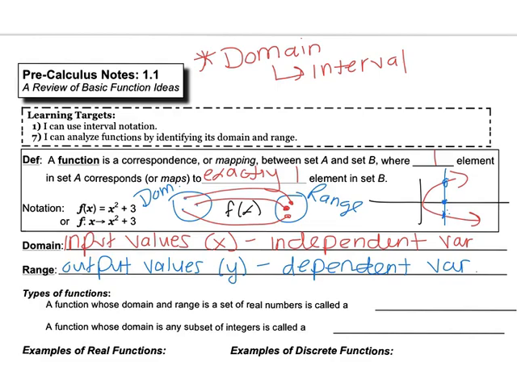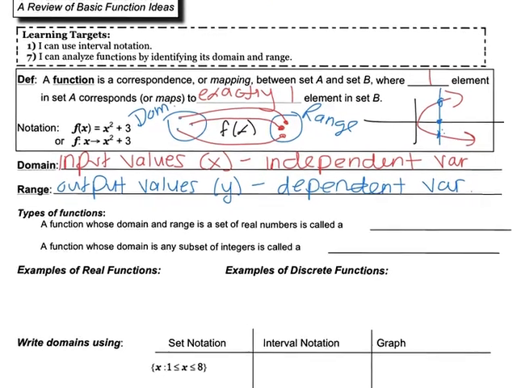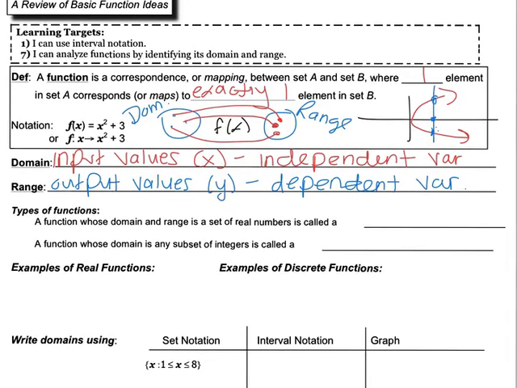Now we've got two different types of functions to define. One type of function, which you guys have seen, is a function whose domain and range are a set of real numbers. Real numbers are continuous and infinite. Even between the numbers 0 and 1, there are infinitely many real numbers. So it's continuous and linked together. These are considered real functions, which is what you guys have been looking at, and they're smooth, continuous functions with a smooth graph.